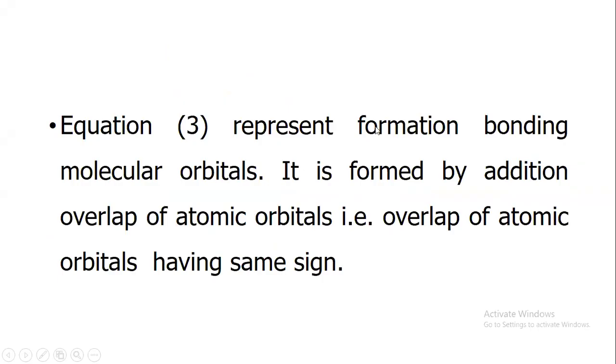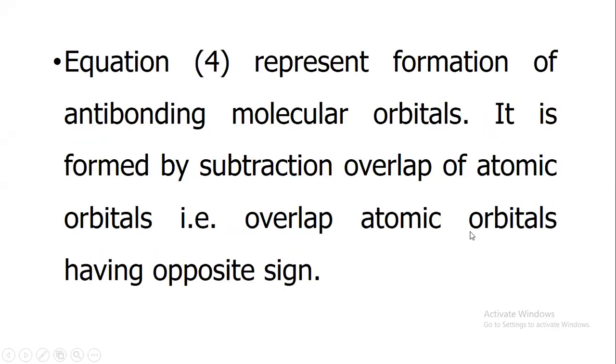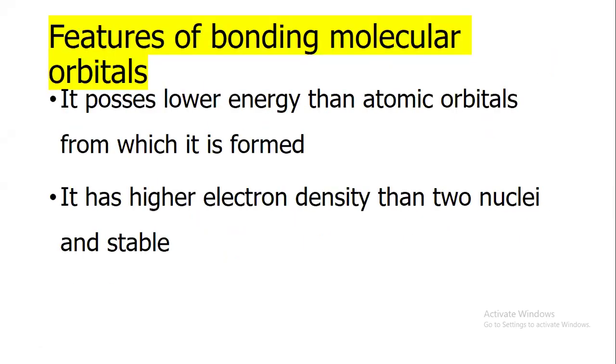The first equation represents the formation of bonding molecular orbitals. It is formed by the addition overlap of atomic orbitals, that is, overlap of the atomic orbitals having the same sign. Equation 4 represents the formation of antibonding molecular orbitals. It is formed by the subtraction overlap of atomic orbitals, that is, overlap of atomic orbitals having opposite sign.